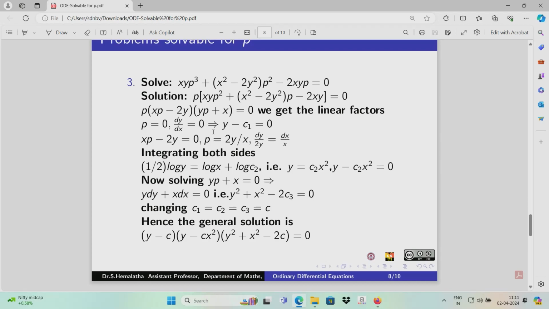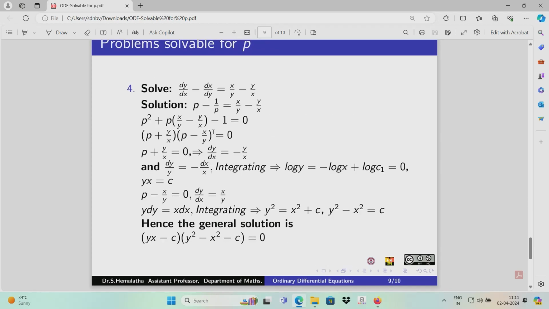So likewise you go ahead with the third one, yp plus x, changing p as dy by dx and doing the variable separable scheme. You get y dy plus x dx. Here the integration is integral y dy is y power 2 by 2, the same x power n plus 1 by n plus 1 integration formula. Now change all the arbitrary constants to symbol c, because you have three factors, and now you get the product form, which is the general solution.